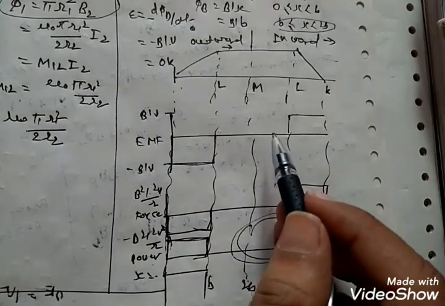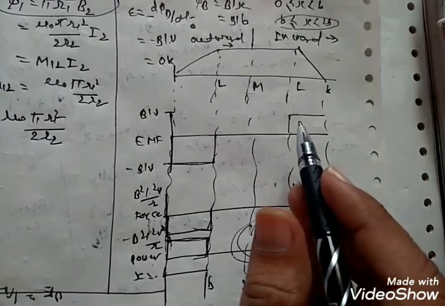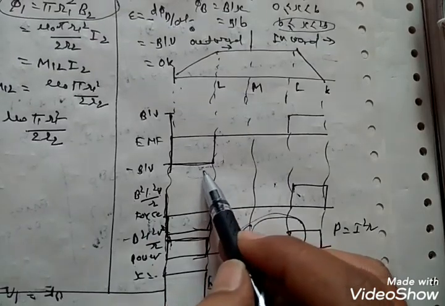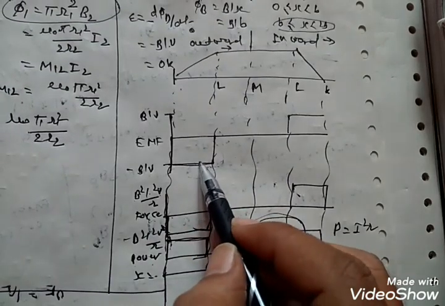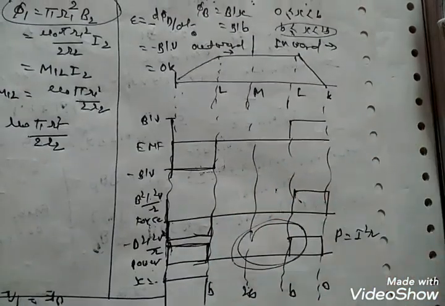For the EMF, again it is minus BLv, so this portion is negative between 0 to b, and between b to 2b it is 0.